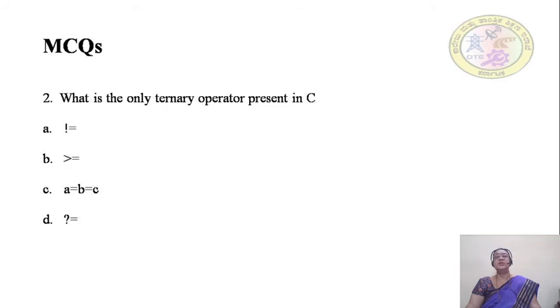Next, what is the only ternary operator present in C? A not equal to, B greater than or equal to, C equal to, D question mark colon. There is only one ternary or conditional operator in C, the question mark operator. So the correct answer is option D.